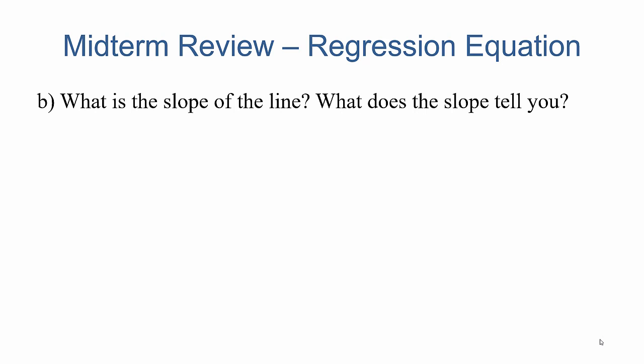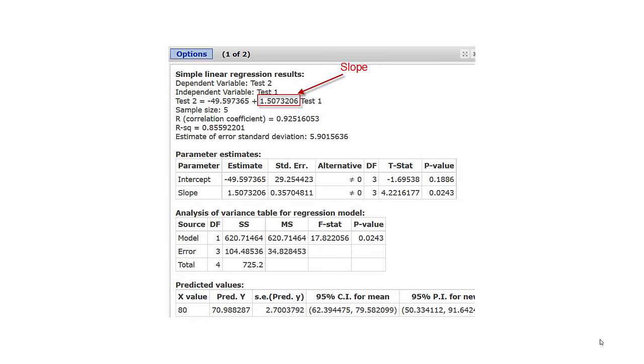When we're looking for the slope of the line, we need to refer to the constant being multiplied by x, or in this case test 1. The slope is approximately 1.51 in this example, and it's positive. What that means is that as the test 1 score of a student increases by 1, we can expect their test 2 score to improve by 1.51 points.